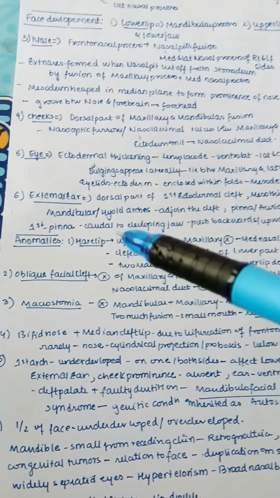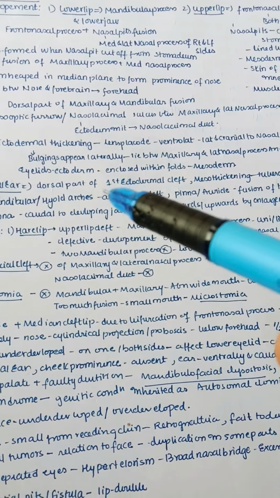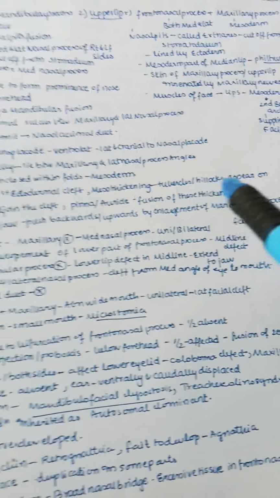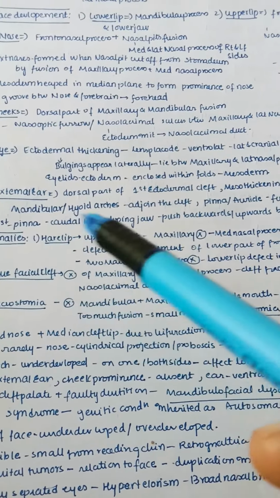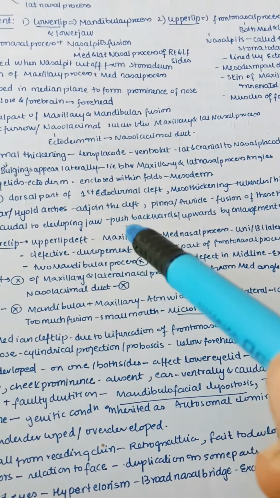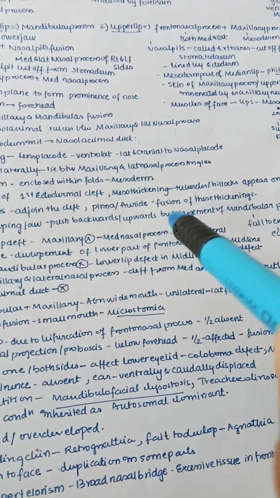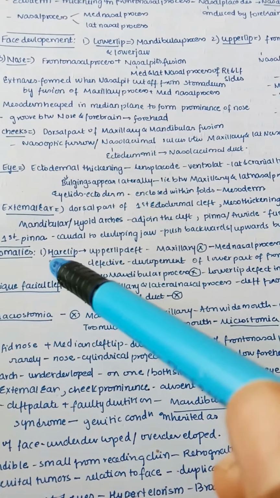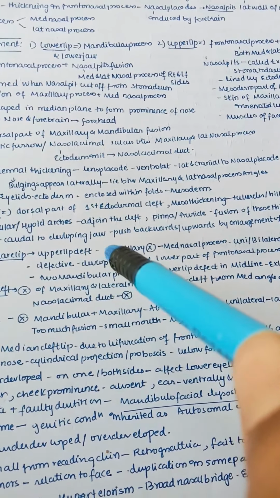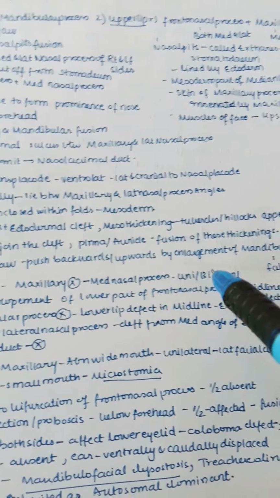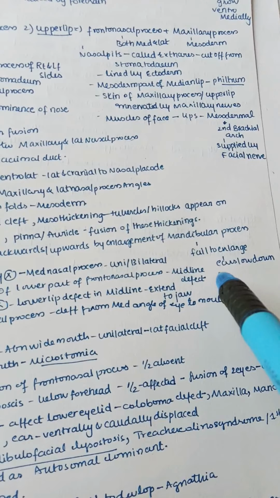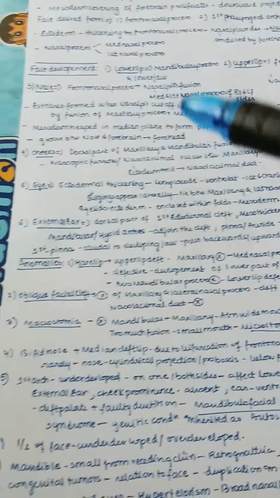Next, let us see the external ear. The external ear is formed mainly by the dorsal part of the first ectodermal cleft, and the mesodermal thickening forms the tubercles or hillocks, which appear on the mandibular or hyoid arches adjoining the cleft. The pinna or auricle is formed by the fusion of these thickenings. Next, let us see the position of the pinna. The pinna is caudal to the developing jaw and is pushed backwards and upwards by enlargement of the mandibular process, and if it fails to enlarge, then the ears are formed low down.